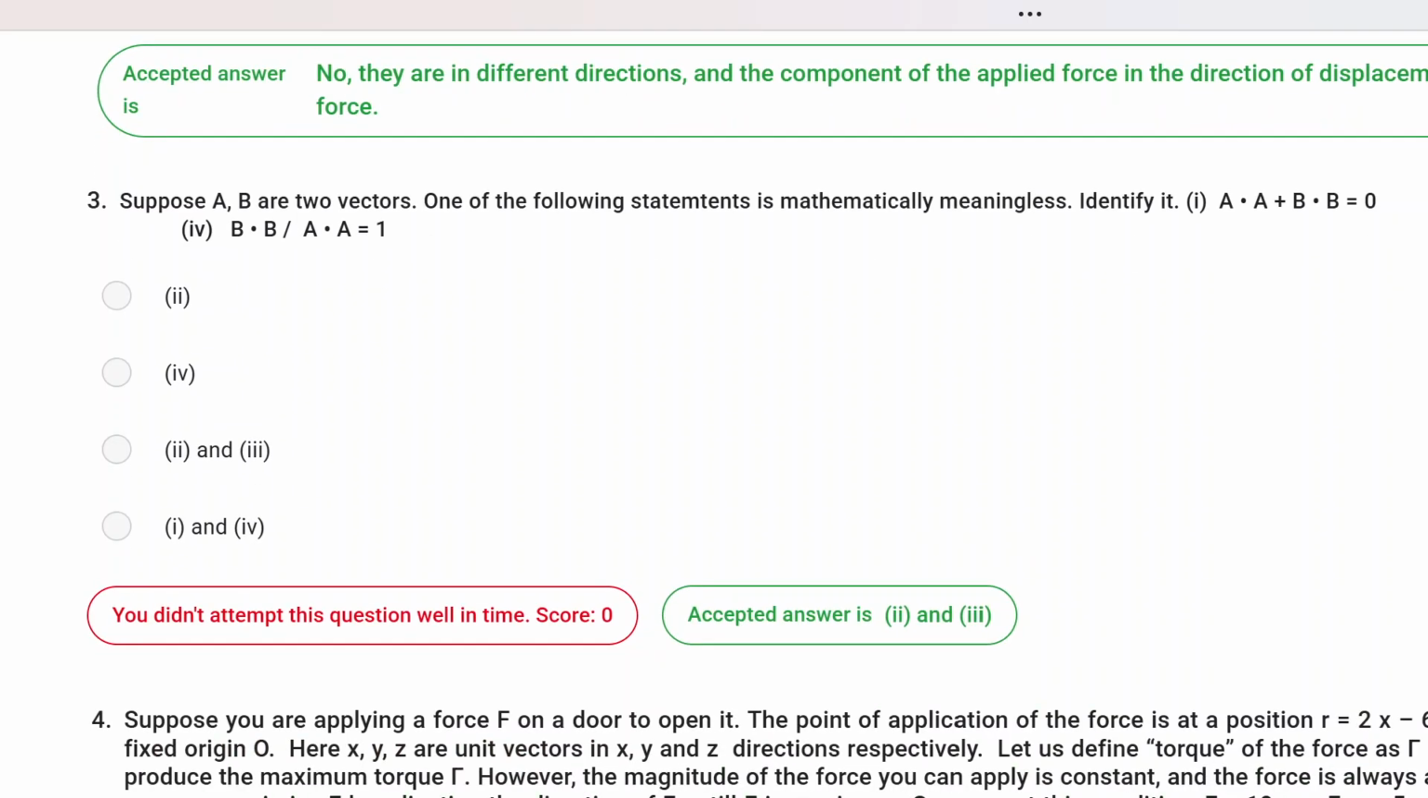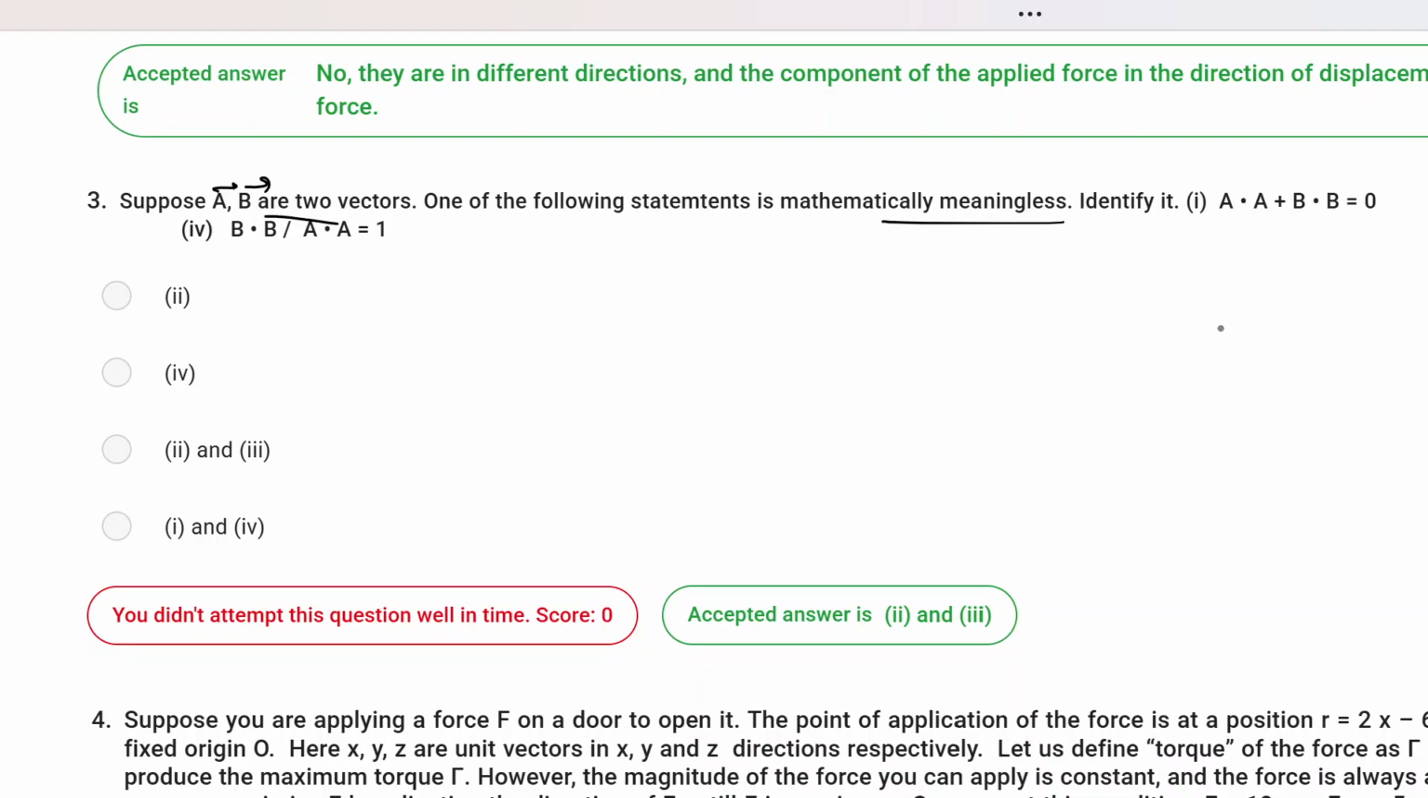So question number 3 is telling us some vector statements, and you have to identify which of the statements out of these 1, 2, 3, 4 are mathematically correct or mathematically meaningless. So you have to identify which are mathematically meaningless. The only information that you have been given is that A and B are vectors.